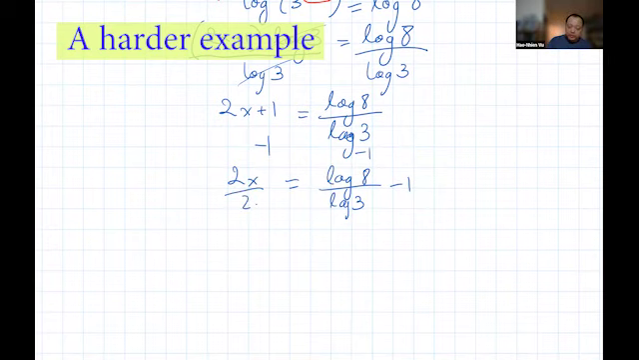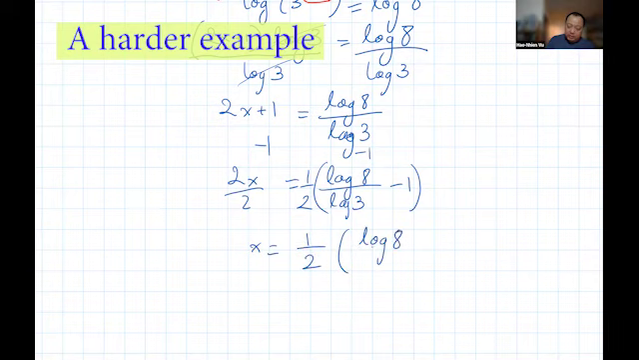And divide both sides by 2. Well, dividing by 2 is the same as multiplying by 1/2, so I'm going to write it as 1/2 like that. x is equal to 1/2 of log 8 over log 3 minus 1.